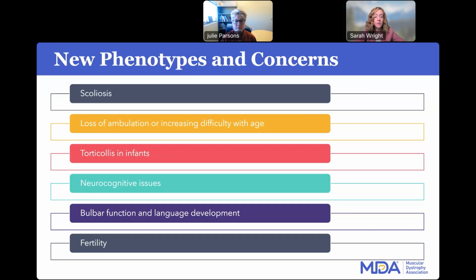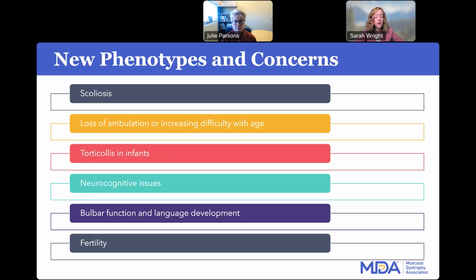The next is loss of ambulation or increasing difficulty with age. Of course, now we have an area where we can really augment some of these SMN2 and SMN1 modifying therapies, really with some of the potentially muscle enhancement to help with prolonging ambulation and also decreasing the fatigability that many of our patients feel. Similar to scoliosis, we are starting to get some more reports of torticollis in infants, particularly in our type 1 patients. And is this something that we maybe just under-recognized before the disease-modifying treatments were available?